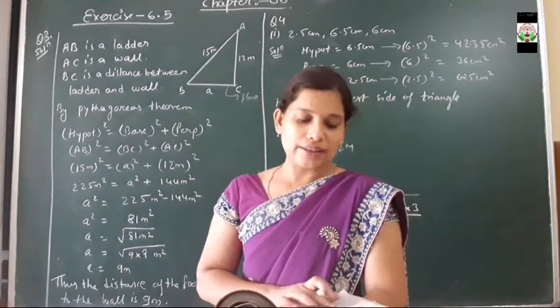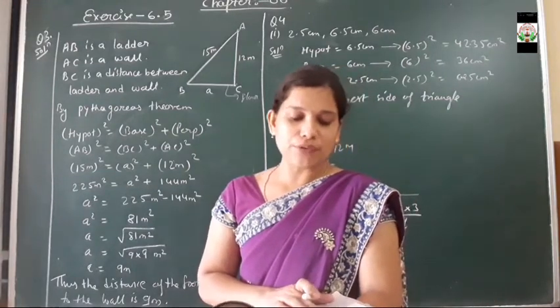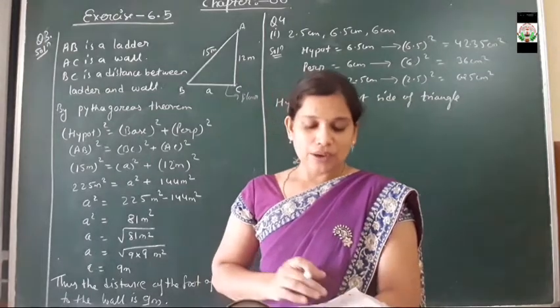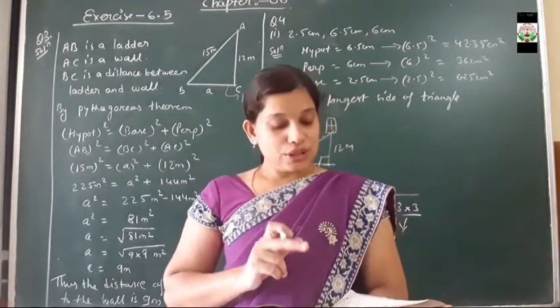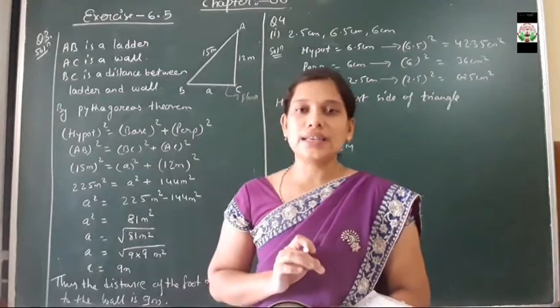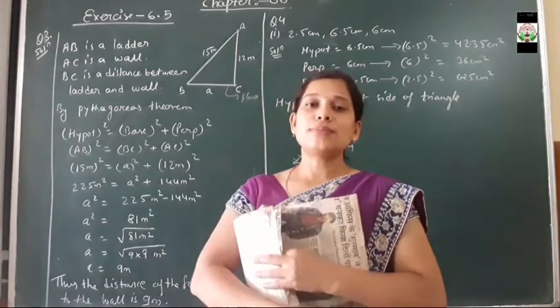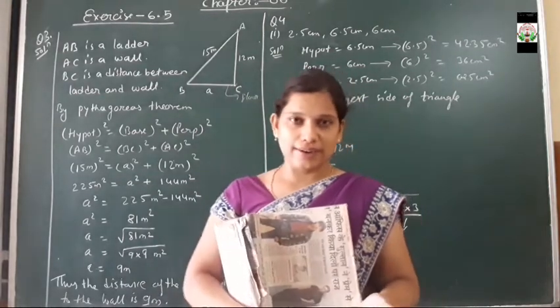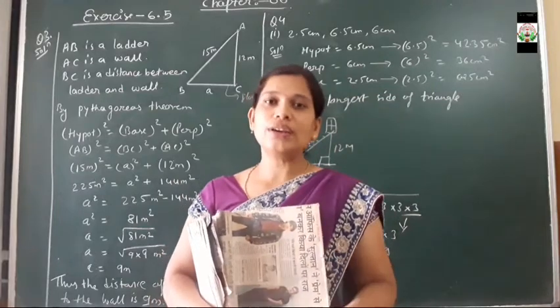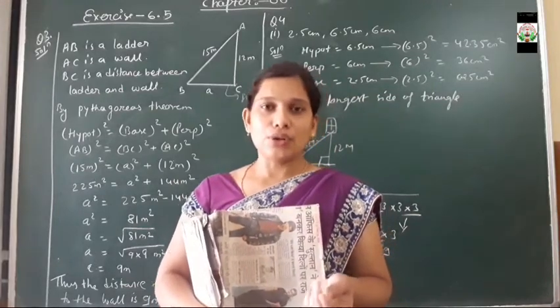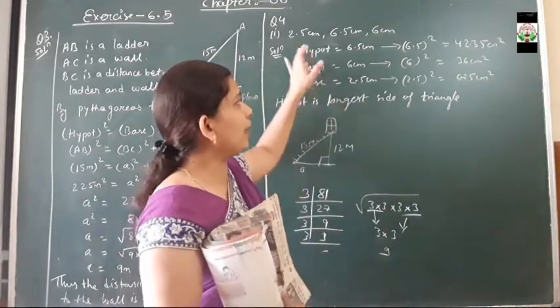Now in the next question it is asked which of the following can be the sides of a triangle: 2.5 centimeter, 6.5 centimeter, 6 centimeter. Okay, so in question number 4, the first and the third parts are right angle triangles. Now you will ask me, teacher, how do we know that it is a right angle triangle? So dear students, for knowing whether it is a right angle triangle, what you have to do? You have to square every number.